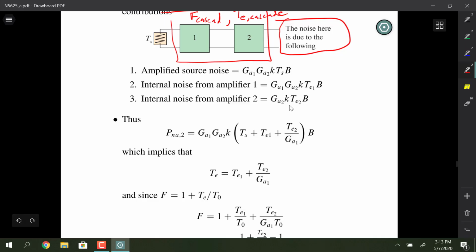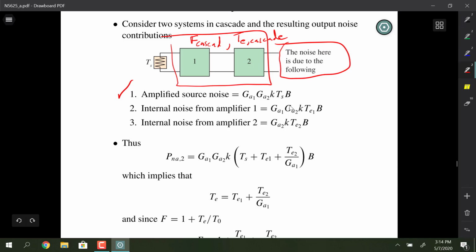And so the equations are, well, what we're looking at is that there's amplified noise from the source. That's number 1. That's coming through the gain of the first 2 subsystems, the temperature of the source, and then the bandwidth that everything's flowing through. And then we have internal noise from amplifier 1 that is referenced to its input. So it's referenced to its effective noise temperature at its input, and that goes through the gain of the 2 stages and comes out as some internal noise.